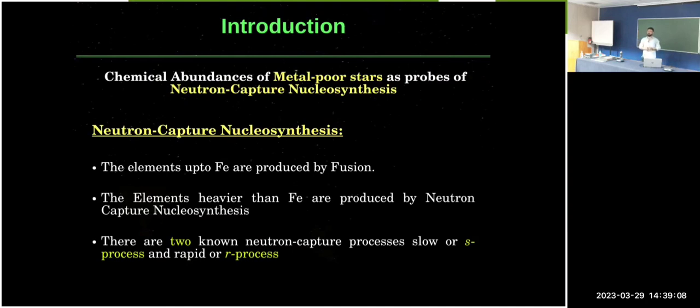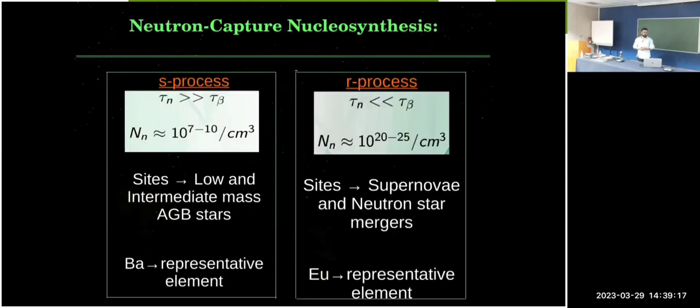Classically, there are 2 known neutron capture processes. One is the s process or slow neutron capture process. The other is the r process or rapid neutron capture process. In the s process, the neutron capture timescale is much longer than the beta-decay timescale. In the r process, the neutron capture timescale is much shorter than the beta-decay timescale. In the s process, the required neutron density is around 10^7 to 10^10 neutrons per cubic centimeter. In the r process, the required neutron density is 10^20 to 10^25 neutrons per cubic centimeter.